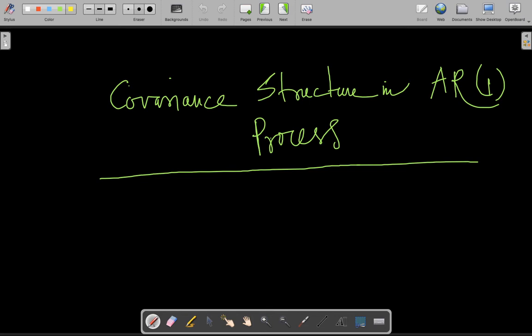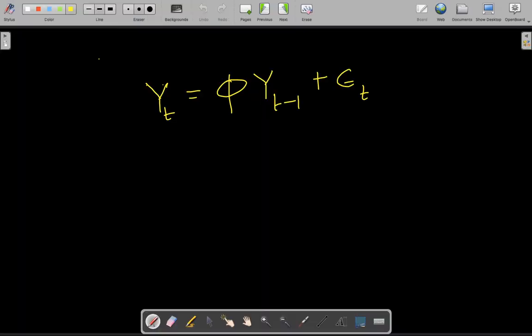All right. Now, for AR1 process, we normally represent it as something like this, where I write yt equal to phi yt minus 1 plus epsilon t. Now, if I do a little bit of mathematical manipulation here to come to the covariance structure of the AR1 process, let me extend a period, and I will write yt plus 1 equal to phi yt plus epsilon t plus 1, right?